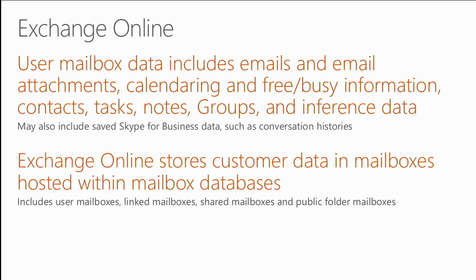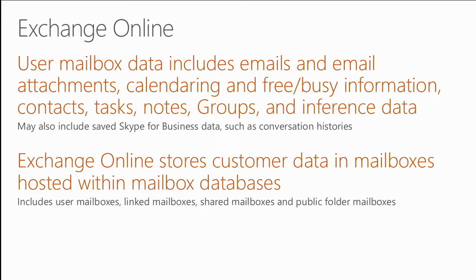OK, so let's talk about Exchange Online. So I would hope everybody in the room knows that the data in Exchange is held in mailboxes, and that could be things like emails, attachments, free busy, calendar information, tasks, notes, and group information if you're using Office 365 groups as well. And then there's also inference data, which is driven by the Office Graph and some of the features that we have in there. And I'll talk about Office Graph in a little bit. The mailbox, if you are also a Skype for Business user, may also contain some Skype for Business data as well. For instance, it could have conversation histories or meeting information in there as well. So everything in Exchange, from a user's perspective, is held in a mailbox.